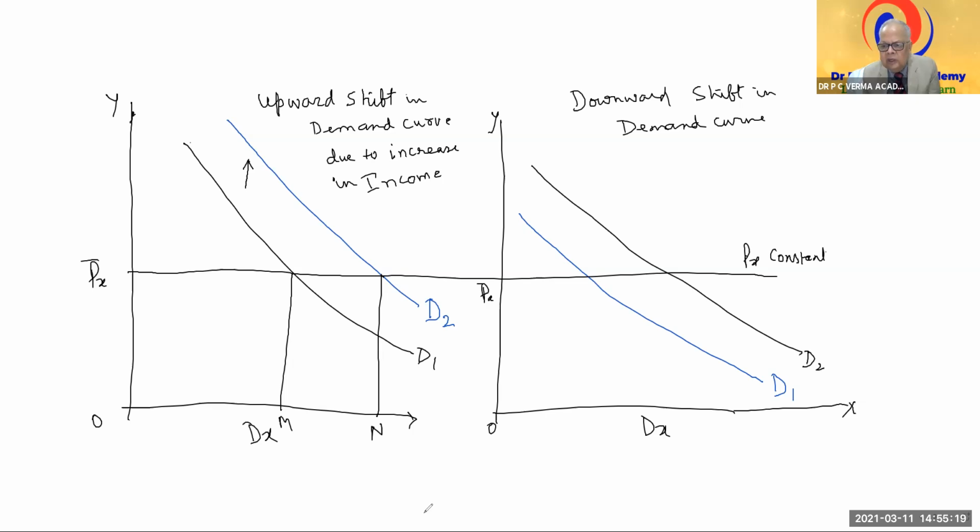I am giving here only income, but you can put anything which you have written in the equation. Increase in population, change in climate. Nowadays there is a change in climate. In the market, demand for cotton goods will increase or woolen goods will increase due to change in climate. So I have taken only income so that it will give you the direct effect.